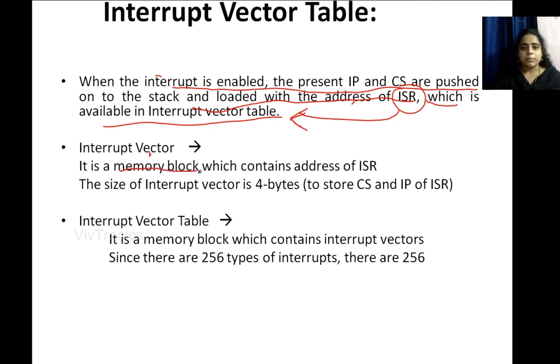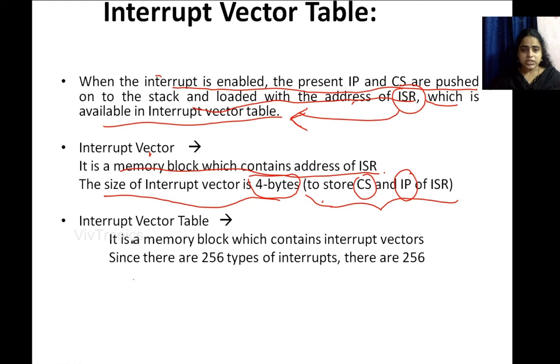It is a memory block which contains the address of an interrupt service routine, and the size of an interrupt vector is 4 bytes, just to store the CS and IP of the interrupt service routine. So the code segment and IP address values are stored there. The length of the interrupt vector is only 4 bytes.